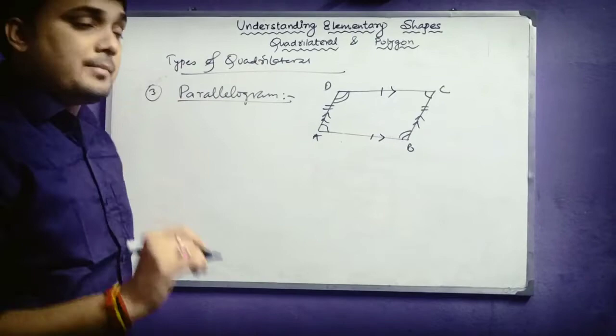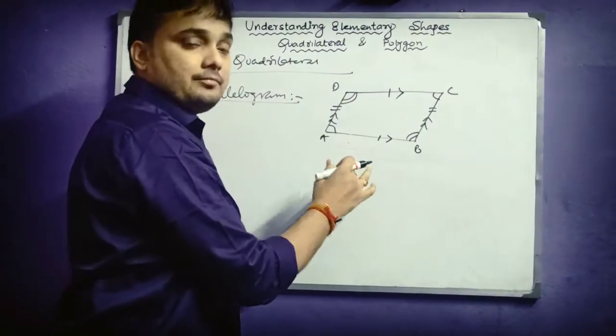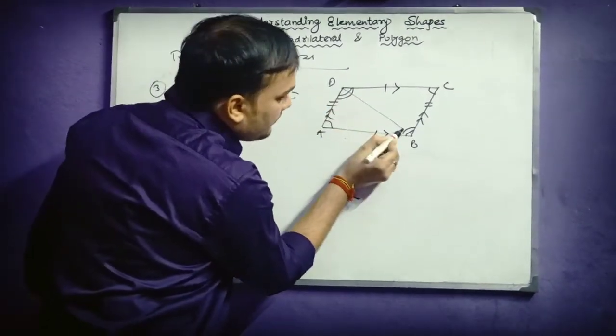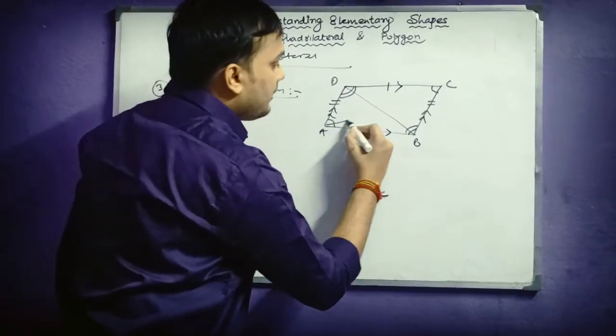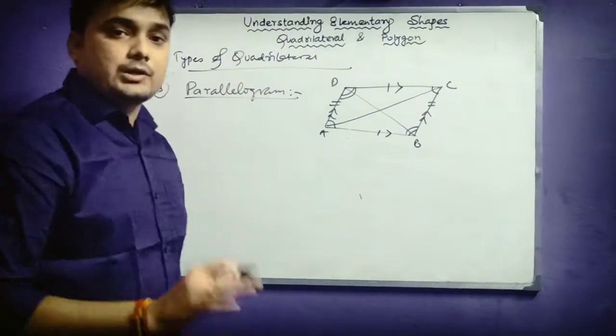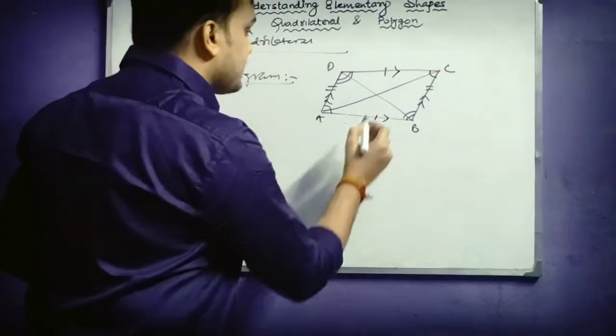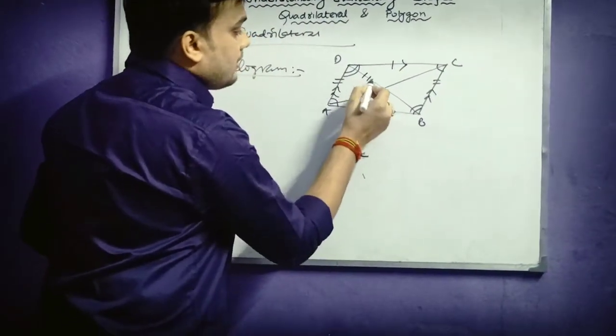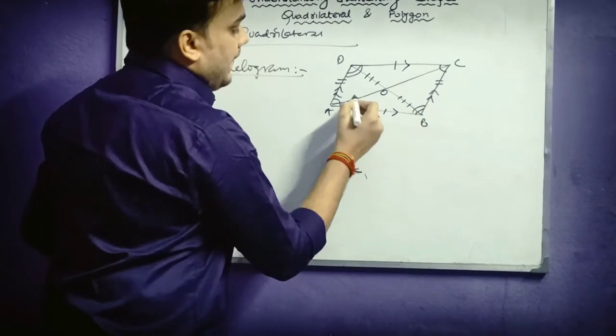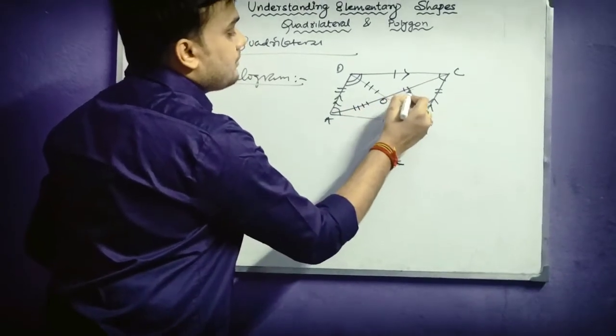But remember, diagonals are not equal. You can see this is so small. Okay, but you can see here this is quite big. So diagonals are not equal. But diagonals bisect each other. That means DO is equal to OB and AO is equal to OC.